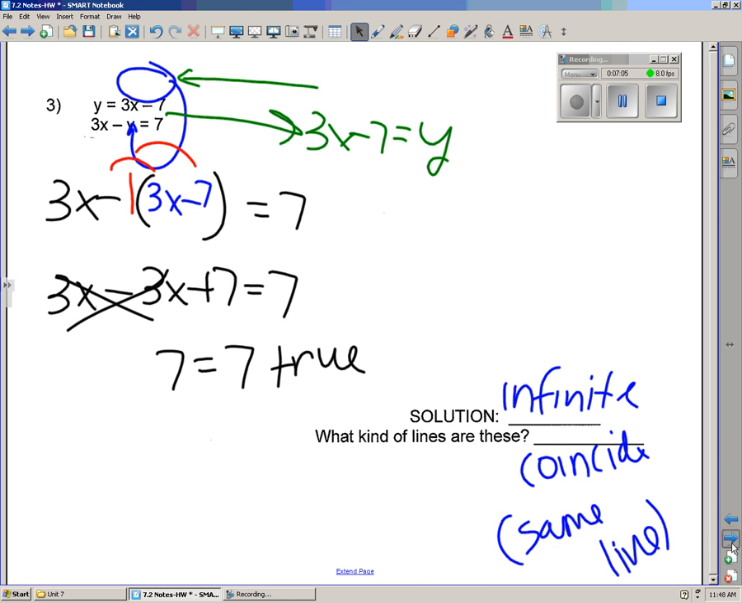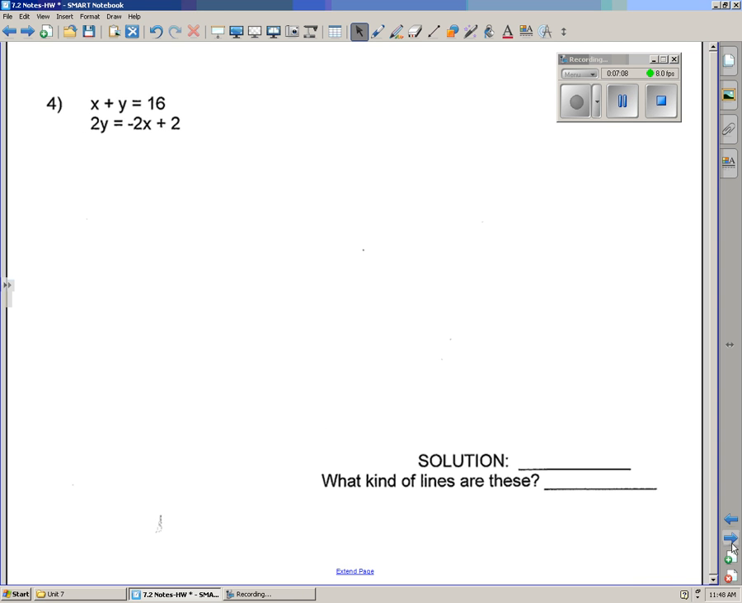Okay, one more example here. So now you've got to solve one of the equations for one of the variables. Why not solve this top equation? Let's go for y equals here. So then it becomes y equals negative x plus 16, because you got to subtract x on both sides.